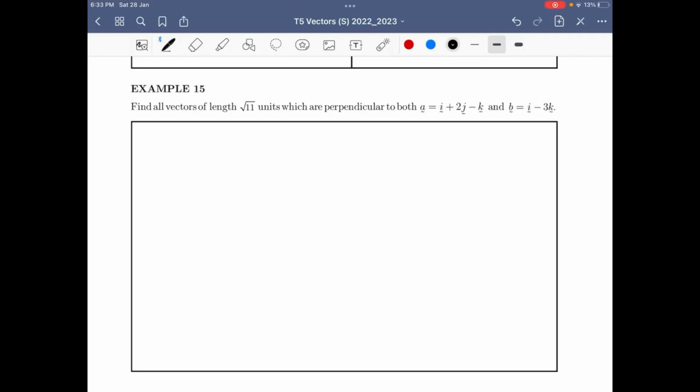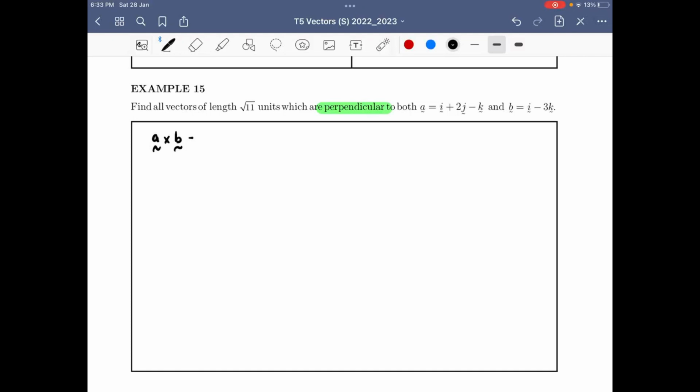Find all vectors of length 11 units which are perpendicular to both A and B. Alright, so a vector which is perpendicular to both A and B is a vector that is in the direction of the cross product of A and B. So meaning here we need to do a cross product. Okay, a cross product of A and B. So we find the cross product first.